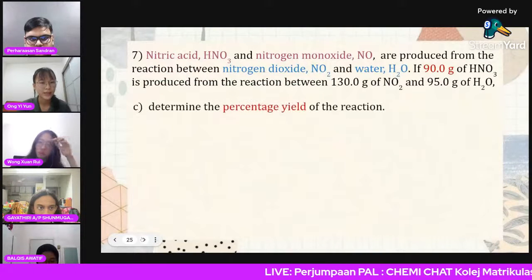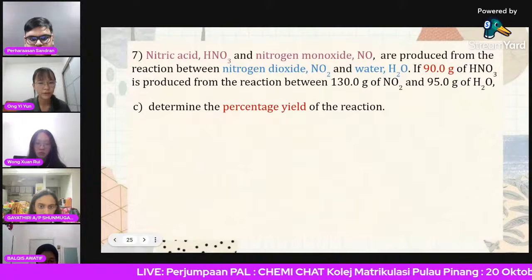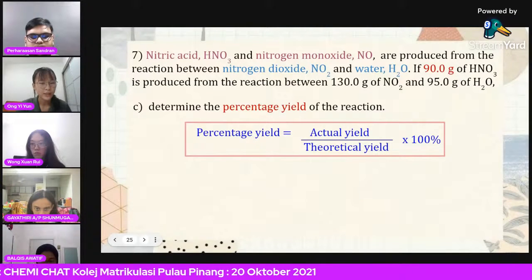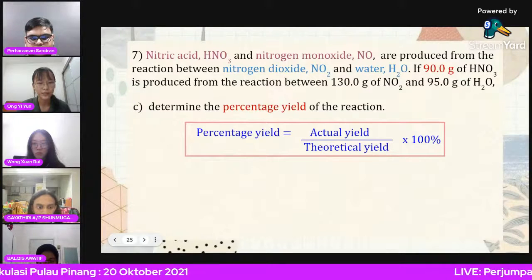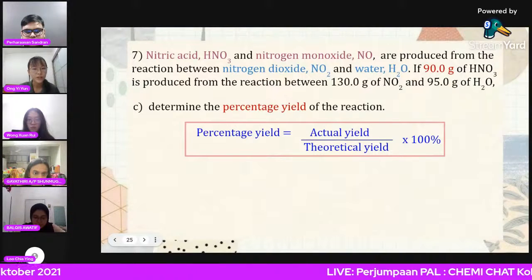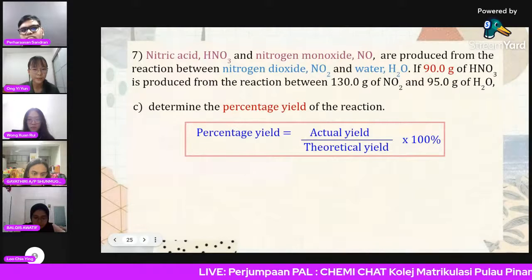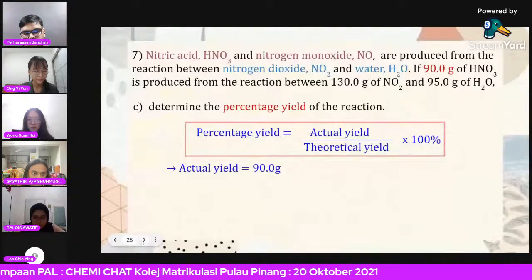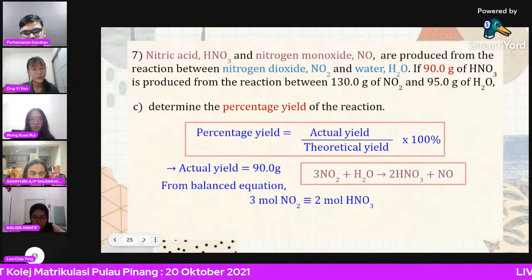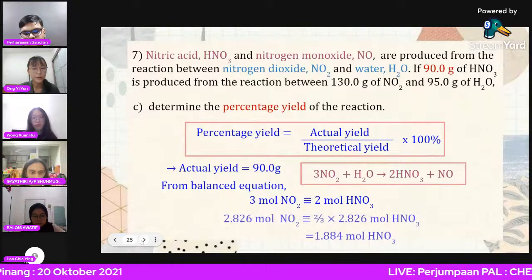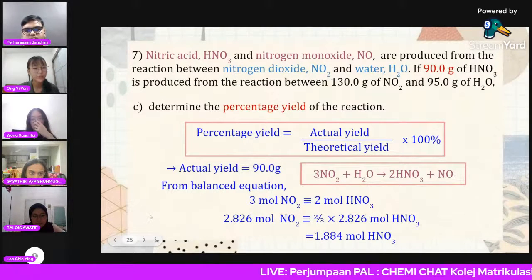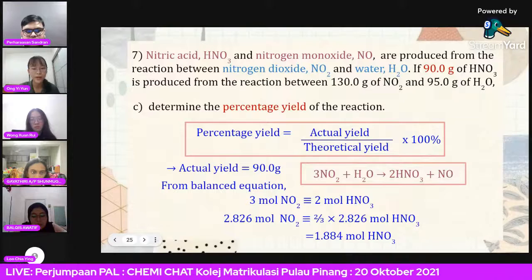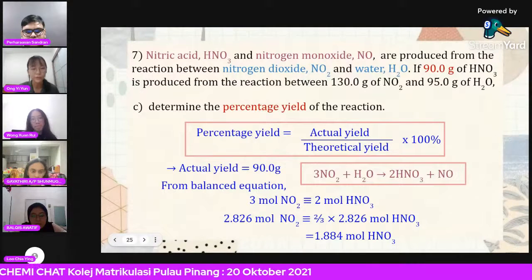So next, question C, determine the percentage yield of the reaction. In order to calculate percentage yield, we can use the formula below. Percentage yield equals actual yield divided by theoretical yield times 100%. The actual yield is provided in the question, which is 90 grams. Now we have to calculate the theoretical yield and also find out the percentage yield. By referring again to the balanced chemical equation, we now compare the number of moles by using NO2. The reason we use NO2 is because we have already determined that NO2 is the limiting reactant. And we always use the limiting reactant in order to find out the amount of product formed.